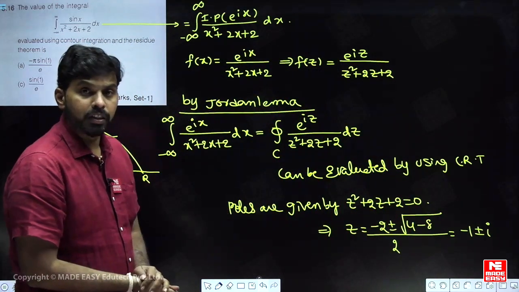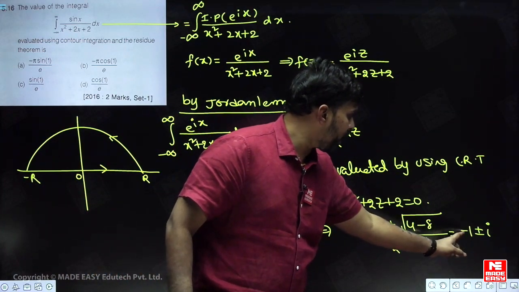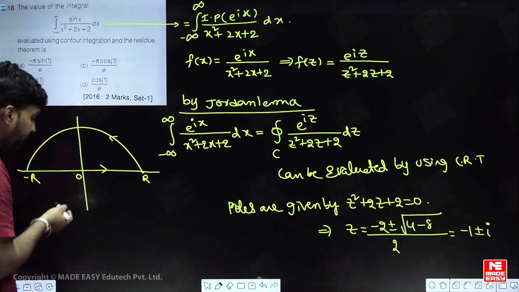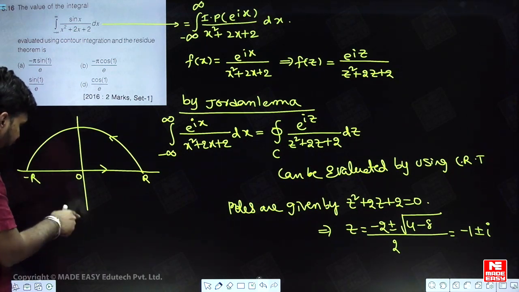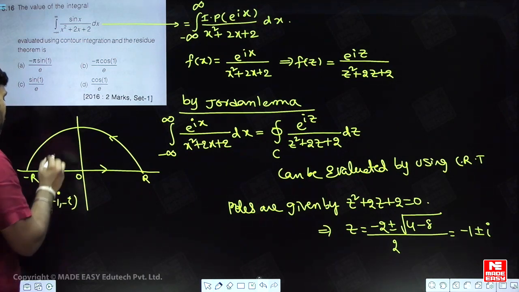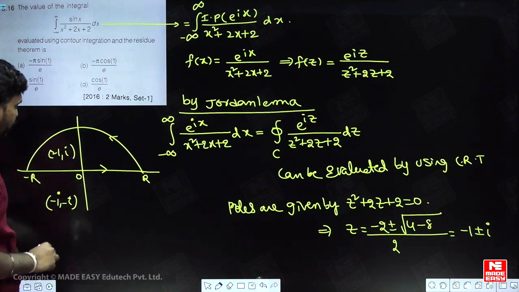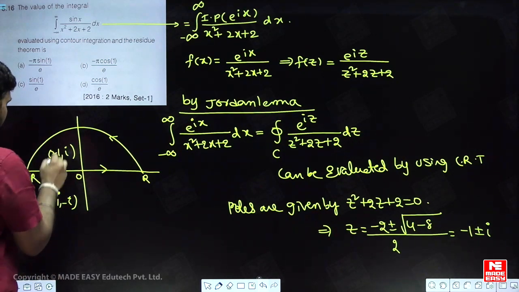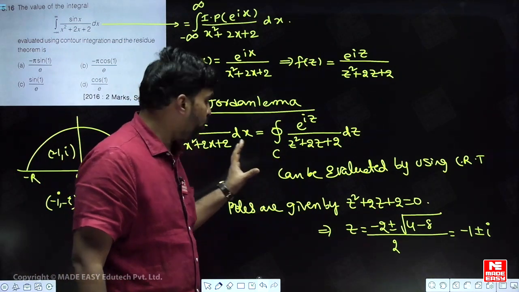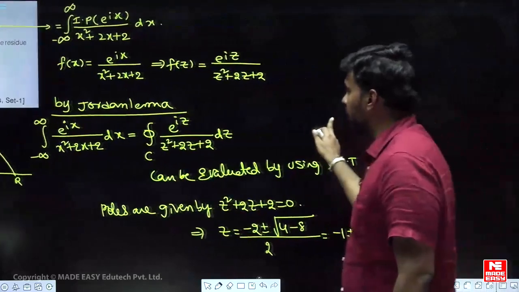It is very clearly seen here: one is minus 1 plus i and the other is minus 1 minus i. So x = minus 1 and y = minus 1 will be in which quadrant? X negative and y negative is in this one. So this is minus 1, minus i, and minus 1, plus i is this. Therefore this point lies inside and this point lies outside, and these poles are simple poles. Only one pole lies inside.